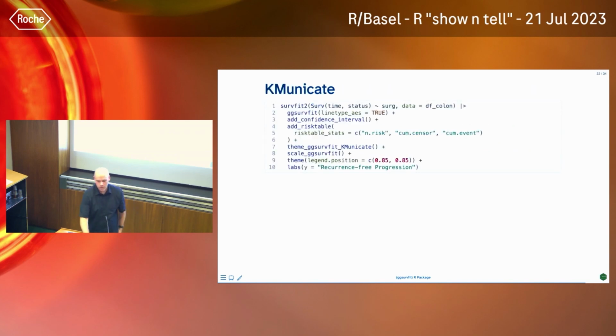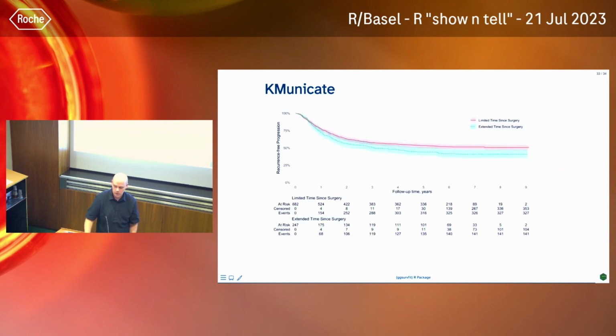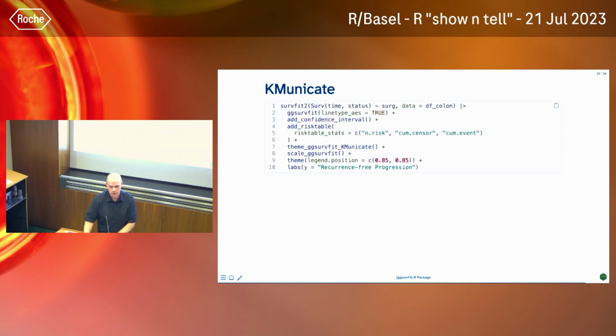So the KM communicate, you're probably interested what's so different about this. Here we have the syntax to essentially produce this KM communicate recommendation, and this is the recommendation here. Essentially, you have additional statistics that are presented in the risk table. You have the confidence bands, and you have the axis printed on the top right-hand side. So this is essentially the BMJ's recommendation. You get this with very limited lines of code.